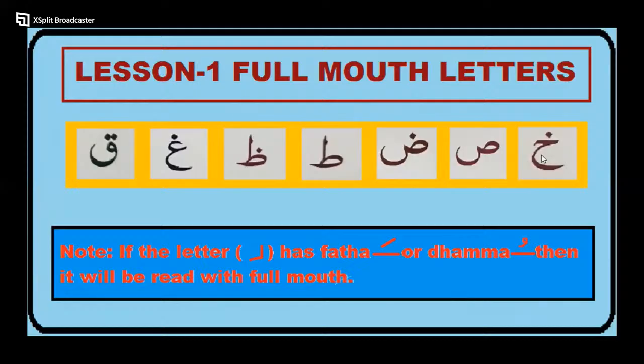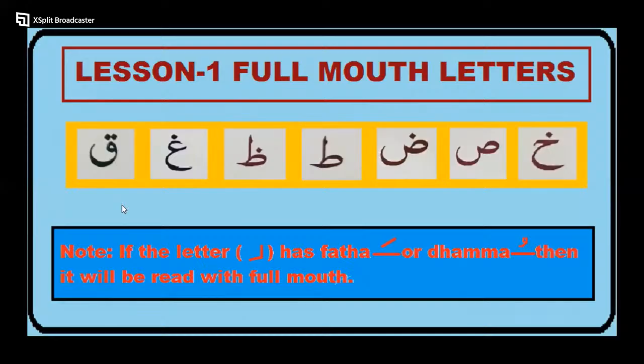Repeat with me once again. Kha, Sod, Dod, Ta, Za, Ghain, Qaf. So these seven letters we always read with full mouth, with heavy sound, hard sound.